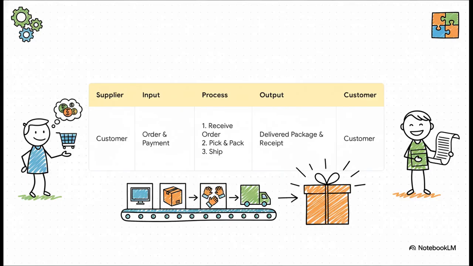And there it is, all together, the complete SIPOC diagram for our little online store. You can see it all in a single glance. The customer provides the order and payment, which goes through our receive, pack, and ship process, and that results in a delivered package and a receipt for that very same customer. It's the whole story in one simple table.